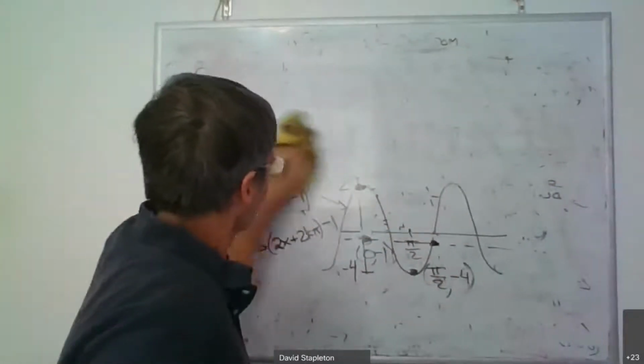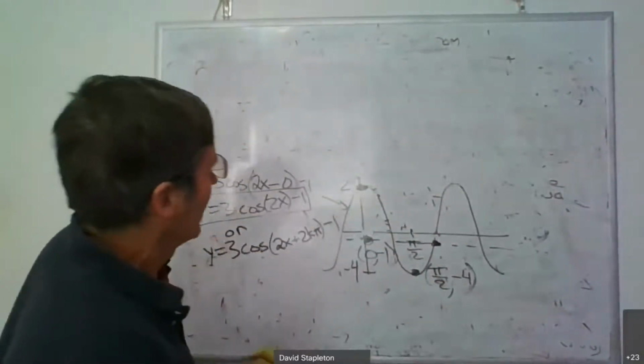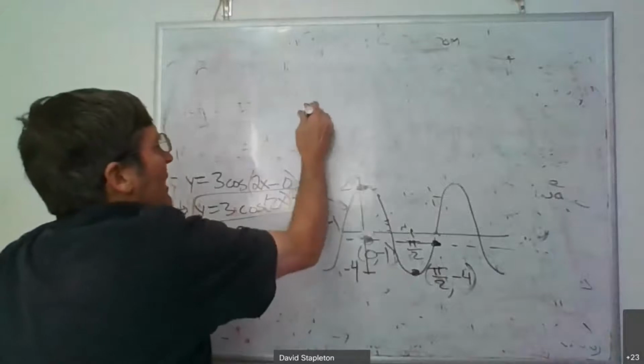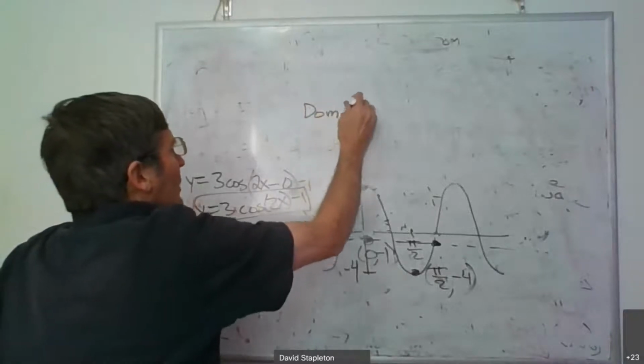This problem also asks you to find the domain and range. The domain of sine and cosine are always all real numbers.